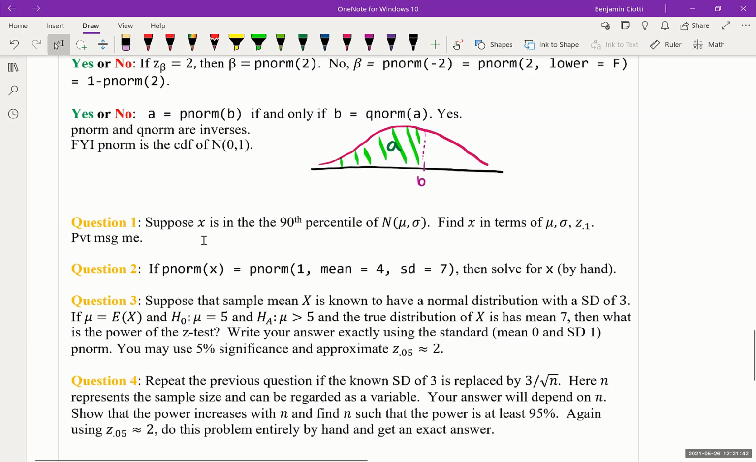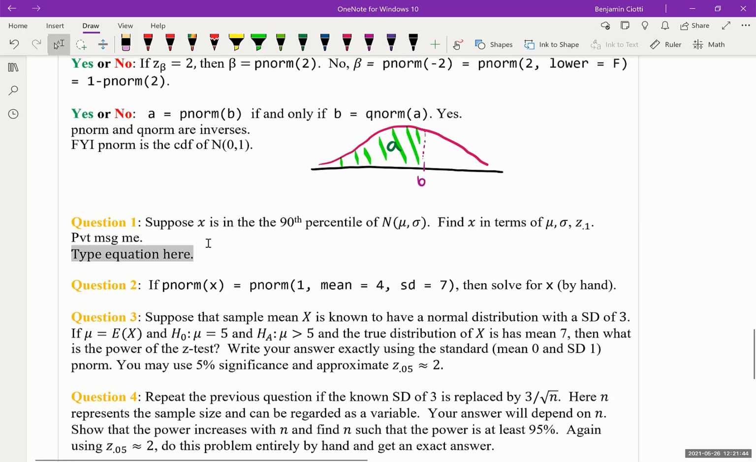Oh, cool. All right. Yeah, I'm getting some right answers there. So X is apparently mu plus the Z star times sigma. And in particular, if we want it to be in the 90th percentile, then the Z star value, the critical Z value, is Z sub 0.1. Okay.